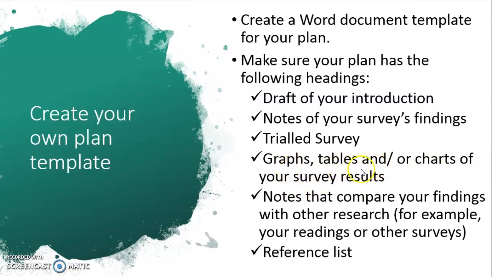Some of those graphs and tables will go into your findings, the really interesting ones, but all of your findings will be part of your Appendix 2, which is the results of your survey. You're also going to start collecting your thoughts and your notes about comparing your findings with other research that you've been doing, so the ones that you've got for your readings, and perhaps you've found a similar survey. So all of that research that you've been doing. And lastly, you're going to include a reference list.